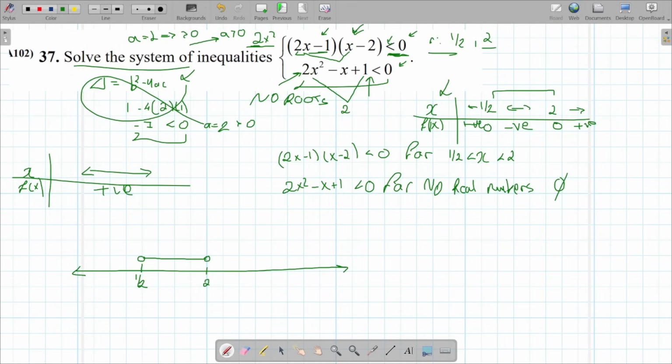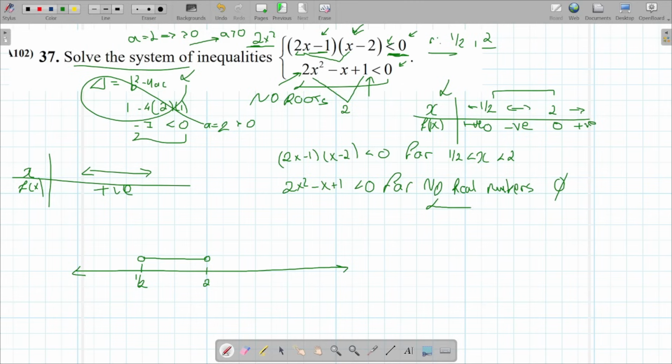We did this in grade 9. If it was greater than or equal, then you would shade the circle. But in this case, it's strictly greater than, so you keep it as a hollow circle. That's the solution set of the first one. How about the solution set of the second one? It's no real numbers, right? So do I write anything on my number line? No. So after you get the solution set of both, you're going to see where do they intersect.